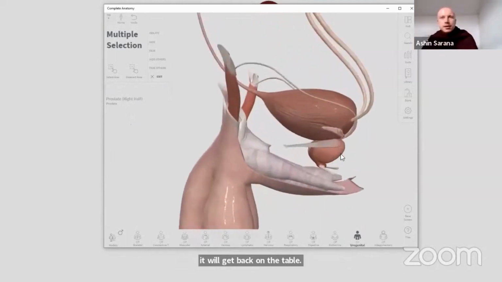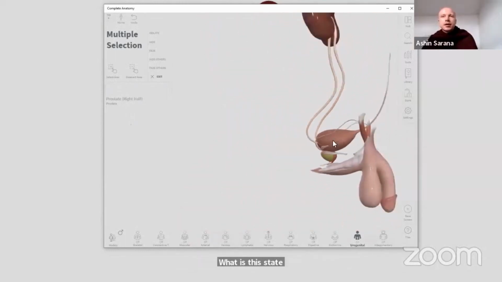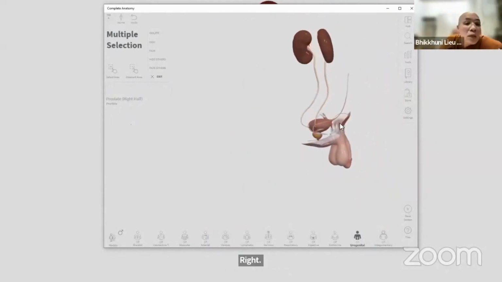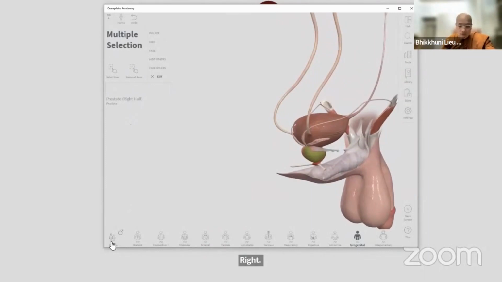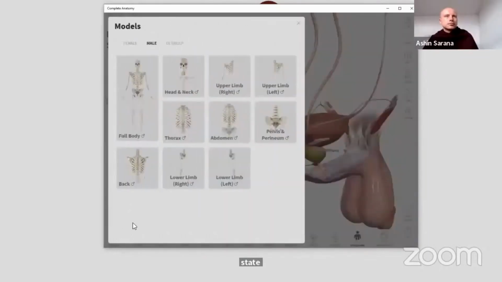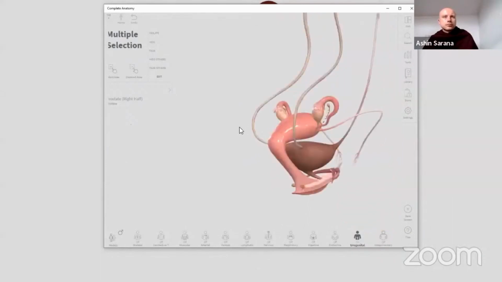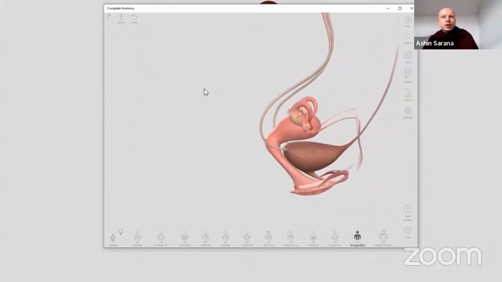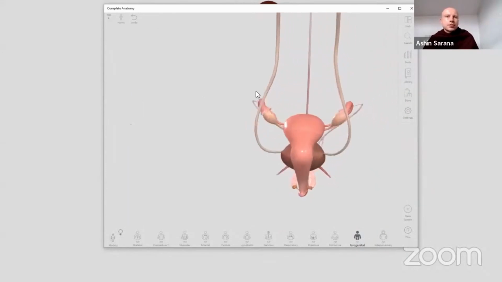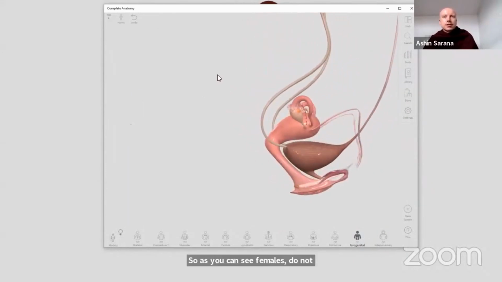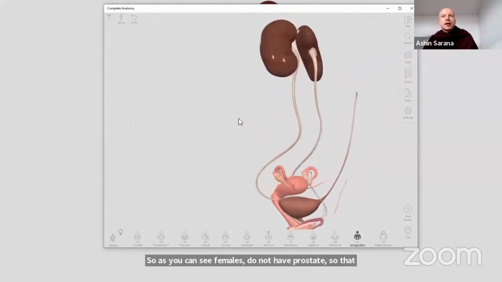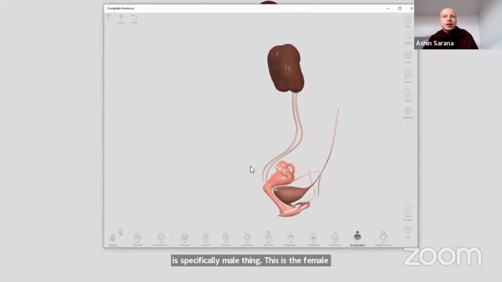Yes, this is called the prostate. Right. Prostate. So as you can see, females do not have a prostate, so that is a specifically male thing. So this is the female urinary system.